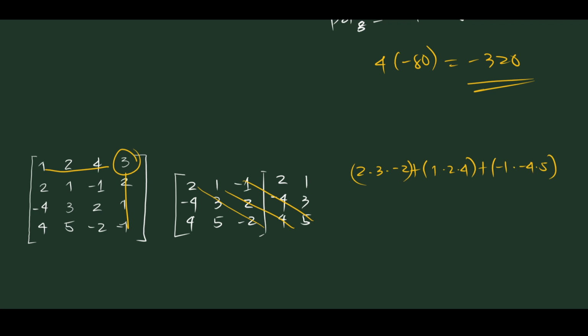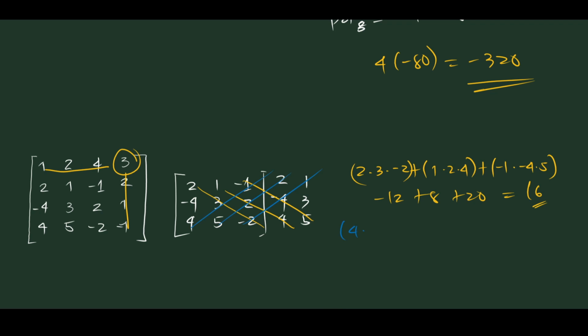So this is 6 times negative 2, negative 12. And then plus 8. And then we have here plus 20. So what is this? It's equal to 16. Okay, so let's do our other diagonals here.